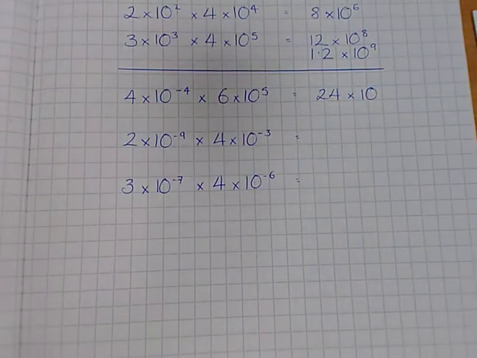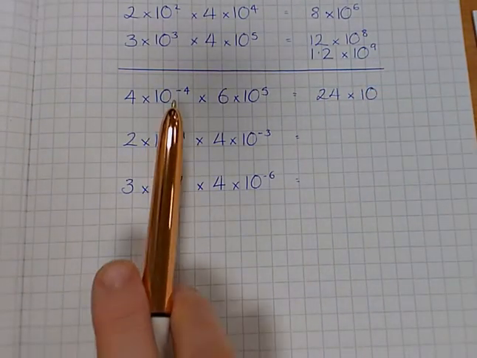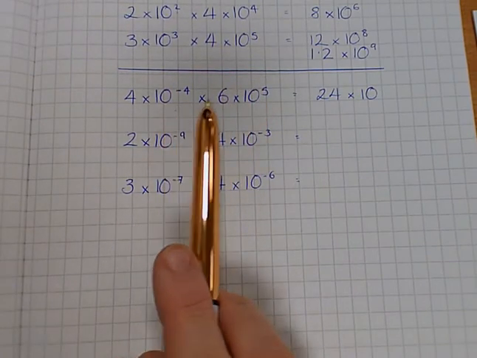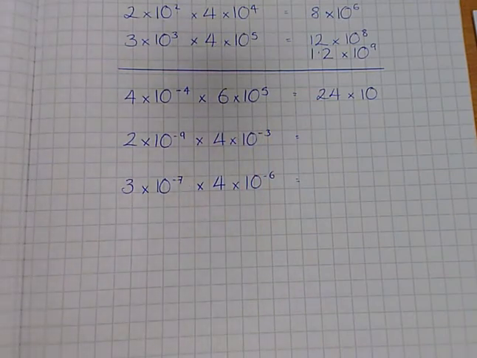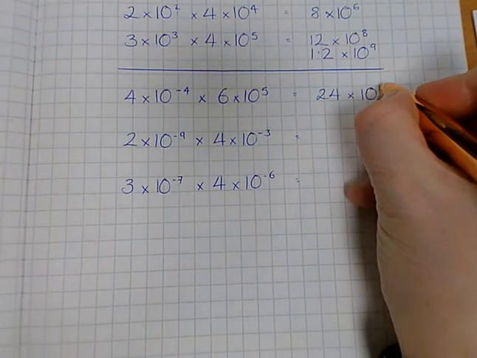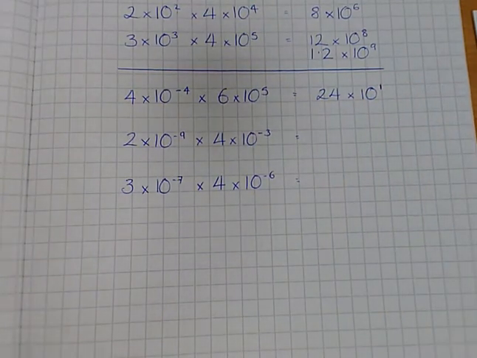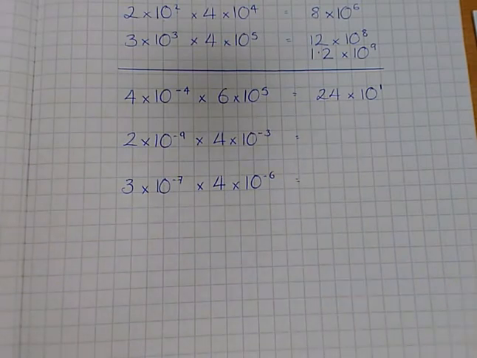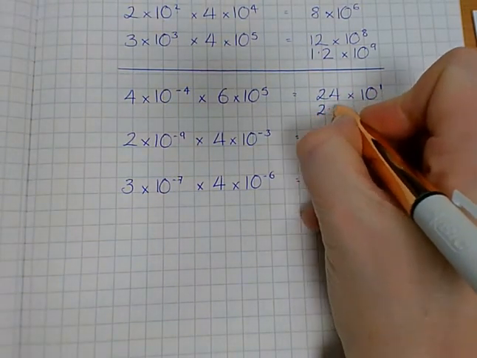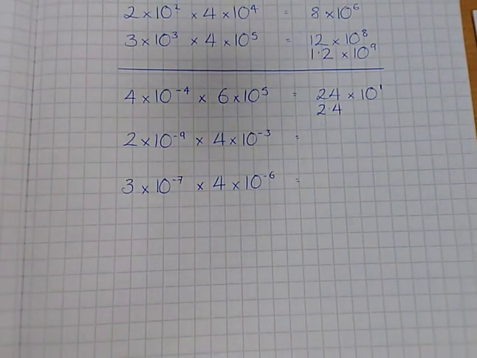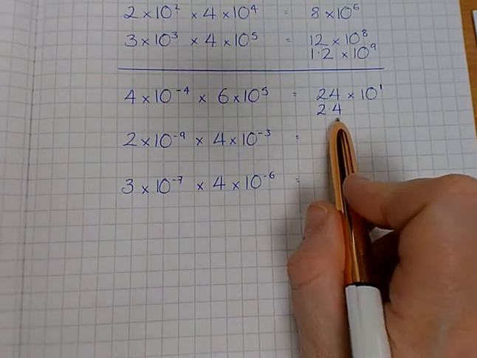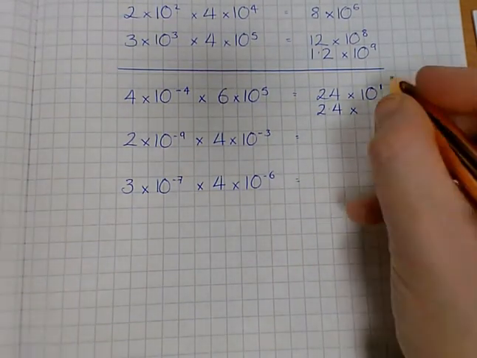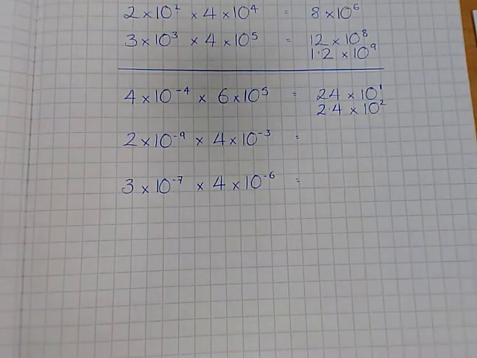times 10, and now I need to work out what my power of 10 is. Well, I've got minus 4 here and 5 here. As I'm multiplying, I'm going to add the indices together. So minus 4 plus 5 gives me 1. Again, you might notice that that 24 needs to be a number less than 10. So in order to make it less than 10, I'm going to divide it by 10 to get 2.4. So if I'm dividing this part by 10, I need to multiply this part by 10. I'm already multiplying it by 10 one time, so I need to multiply it by 10 2 times.